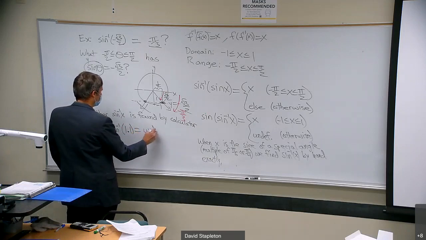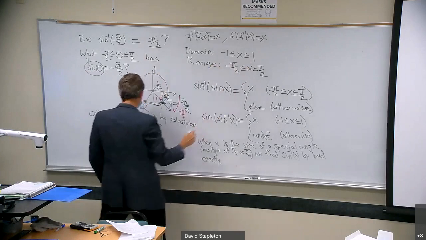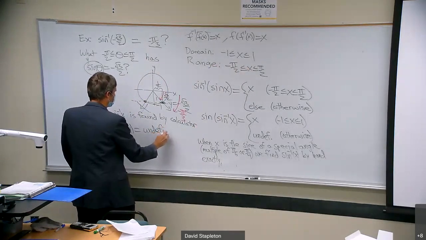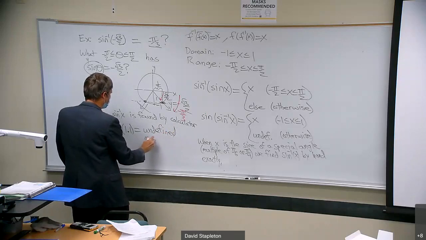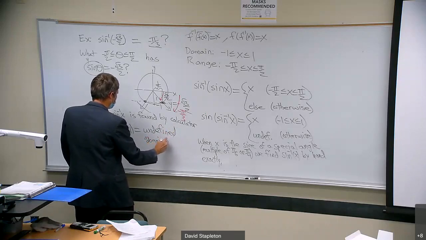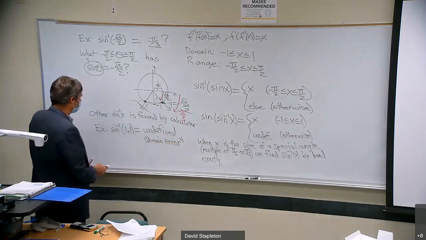Undefined, right? The domain is -1 to 1. If you put in any other number, your calculator will tell you domain error. It shows something like ERR or ERRO.